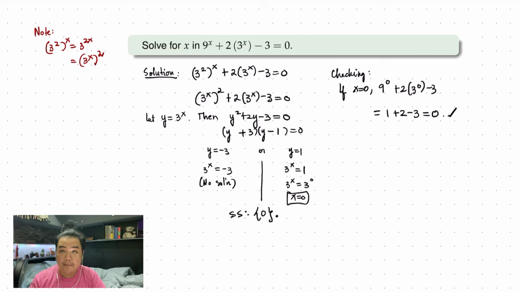So, yung next topic natin ay logarithmic functions naman. Nahuhugutin lang din natin sa exponential functions.